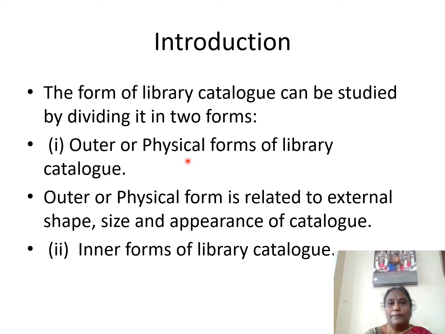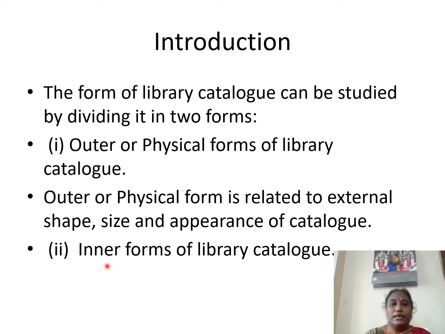The outer is also called the physical form of library catalog, and this outer or physical form is related to the external shape, size and appearance of the catalog. What is the external shape, what is the size of the catalog, and how does it look? The total appearance of the catalog is discussed in the outer or physical form.